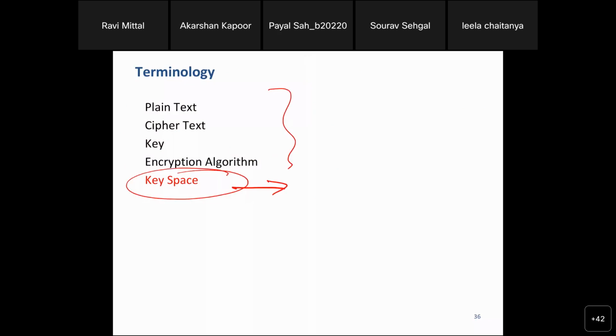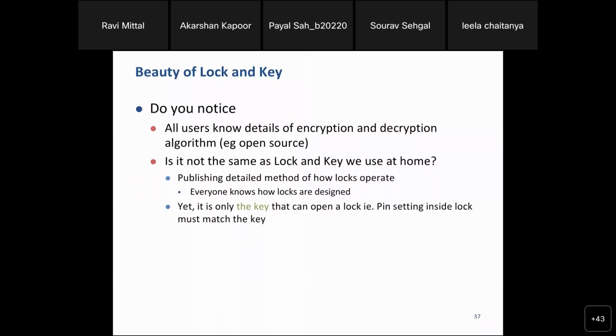So among all these terms, one term is called key space. How many keys are possible that you can use, or how many sets of keys can Alice use? How many key combinations are possible, essentially, right? Did you notice that all users know the details of the encryption and decryption algorithm? It's open source.